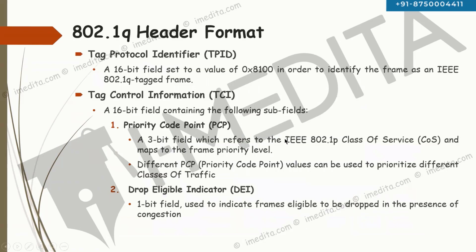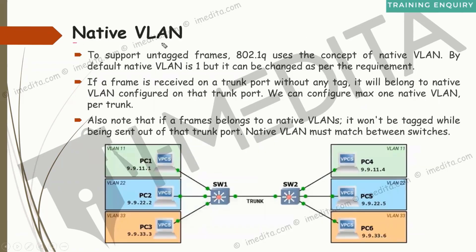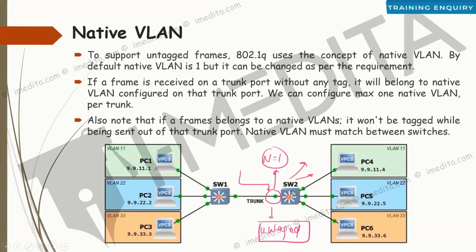But in .1Q, we have a special purpose VLAN called native VLAN to support the untagged frames. .1Q uses the concept of native VLAN. By default, the native VLAN is 1, which can be changed as per the requirement. So here we have native VLAN as 1 by default. If I receive an untagged frame here, the frame will belong to the native VLAN, which is by default 1. So the traffic will be forwarded to the users in VLAN 1.